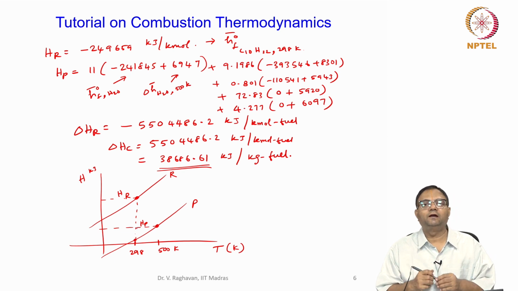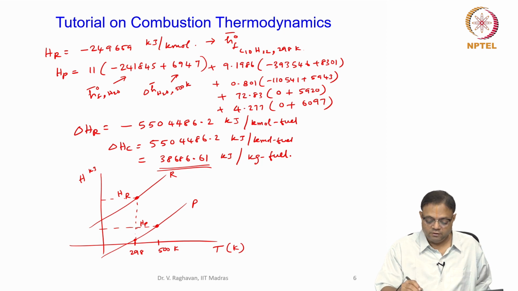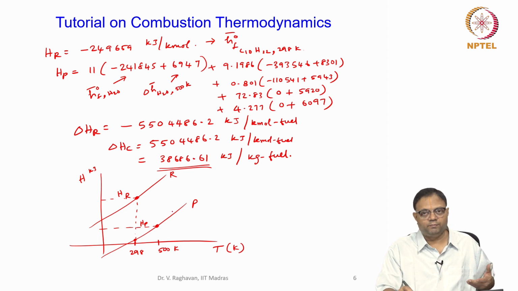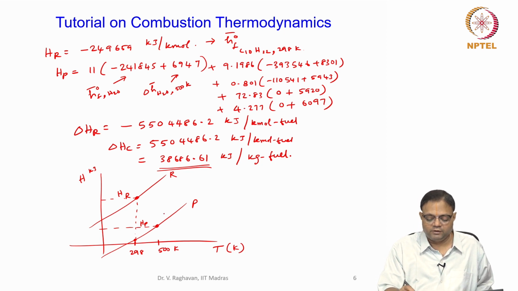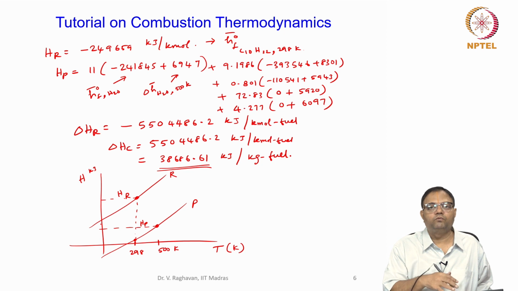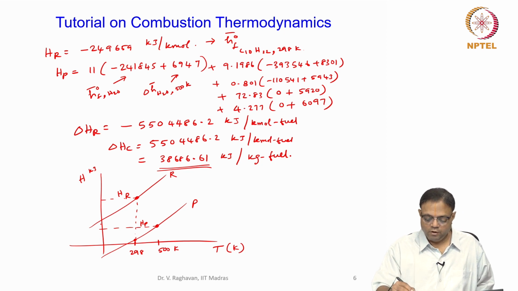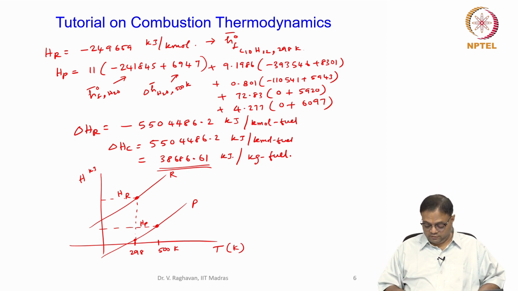That is called standard heat of reaction. And the products are leaving at any temperature. For example, here it is higher temperature. When the product leaves at higher and higher temperature, that heat coming out will be reduced. So this is what is illustrated here.